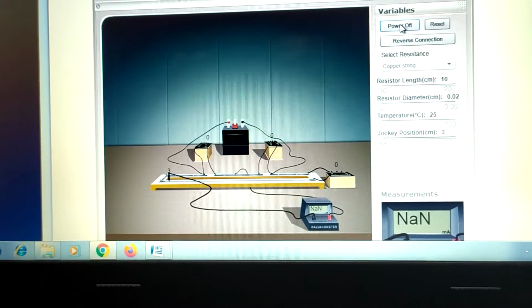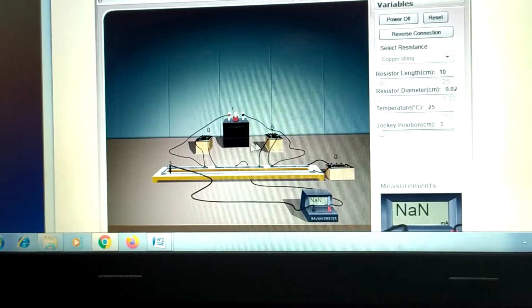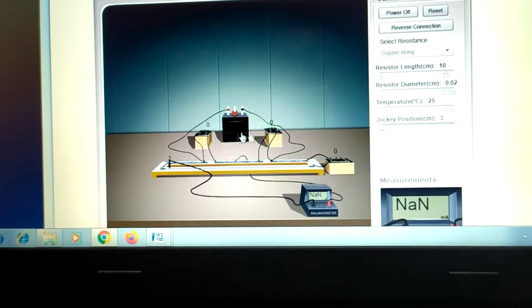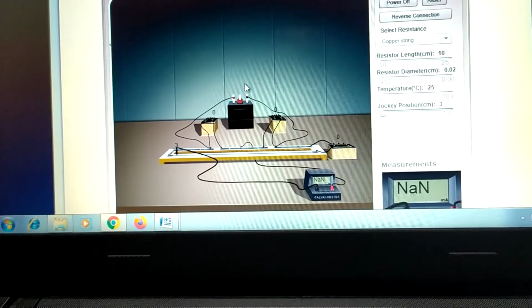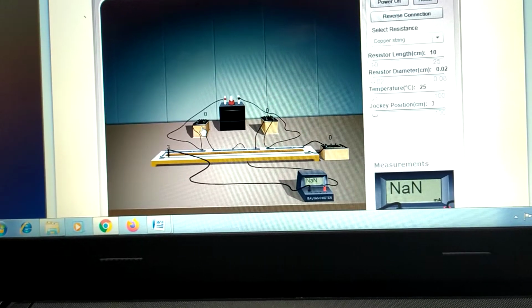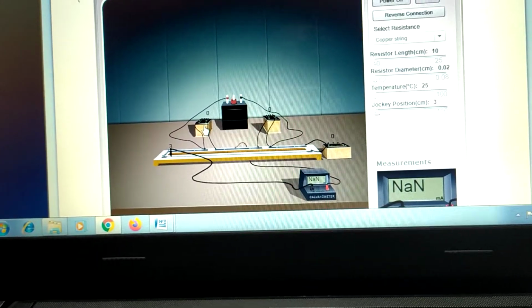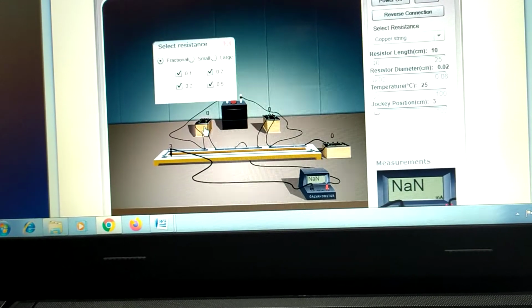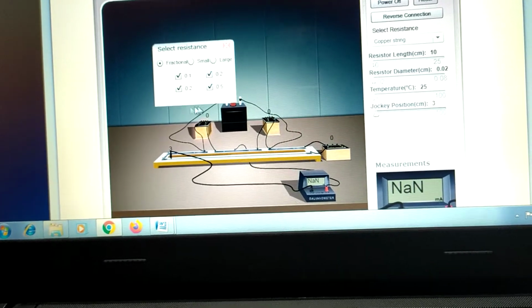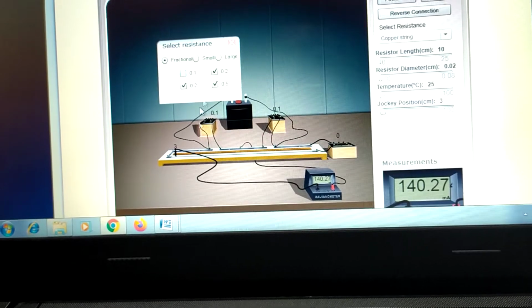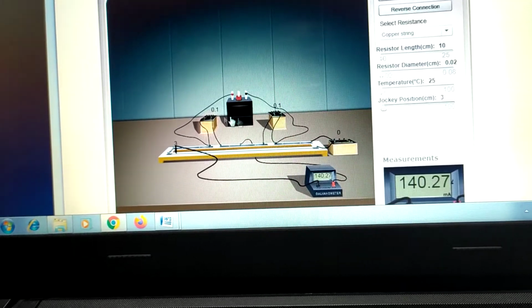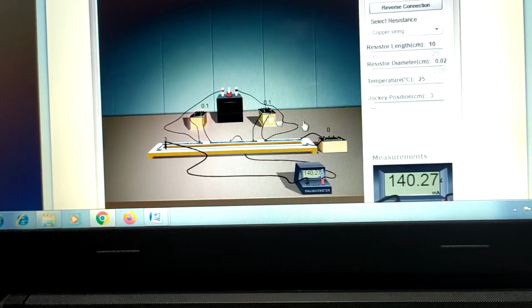You just press on that power on button, the circuit is activated. Now you need to calculate the null deflection for determination of the resistance per unit length. Click on the fractional resistance box, where there are different resistances. You unmark a resistance, say 0.1, so P and Q both are showing 0.1.